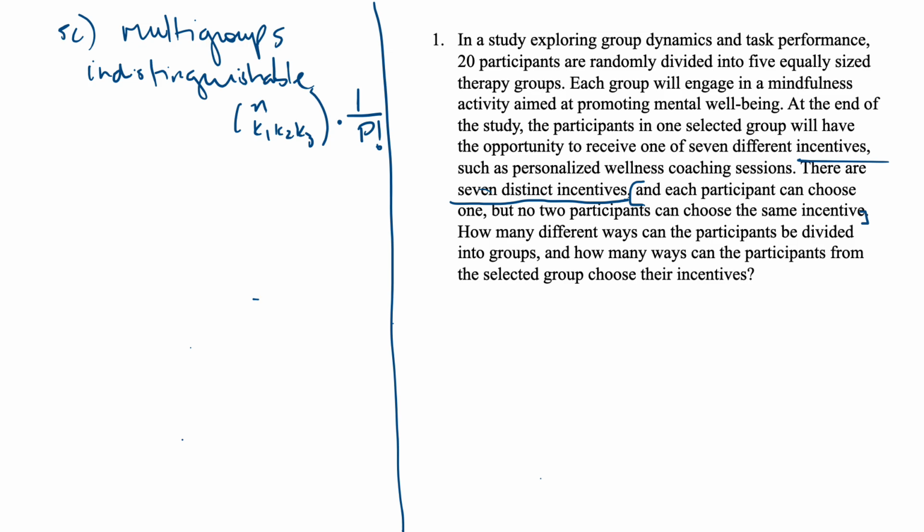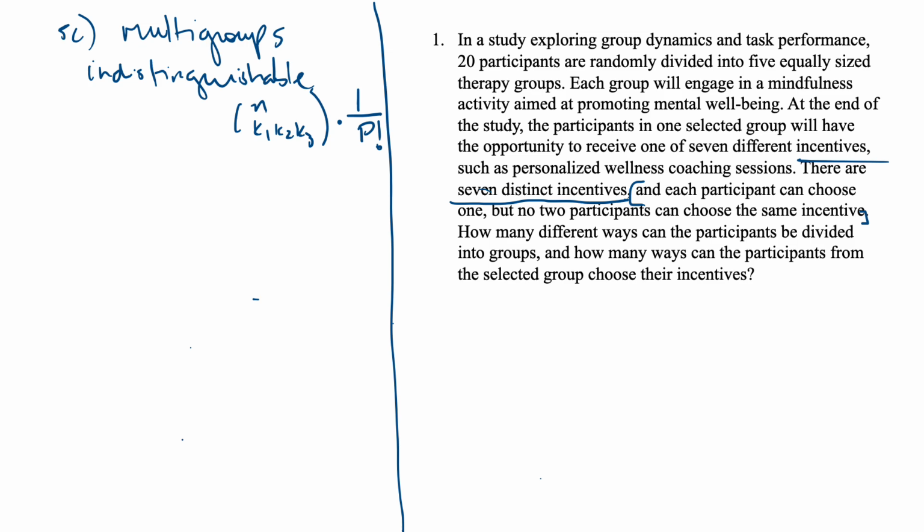Each group will engage in a mindfulness activity aimed at promoting mental well-being. So each group will kind of meditate. Okay, cool. At the end of the study, so after people meditated and everything, the participants in one selected group will have the opportunity to receive one of 7 different incentives. Okay, so stop there. I have 5 groups. They're meditating. And there's a chosen group, right? They are the winners or whatever.